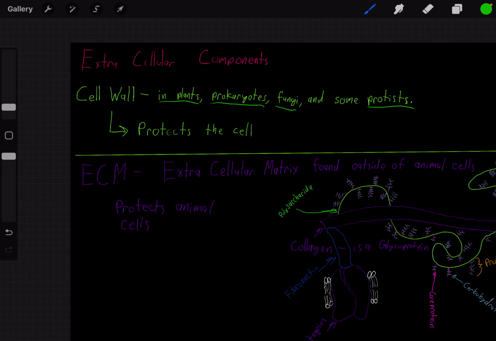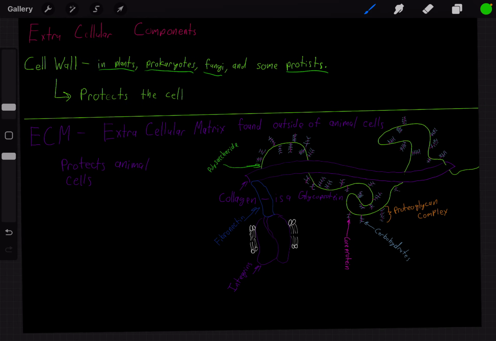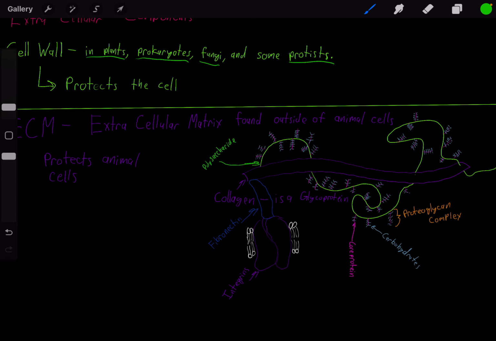When water goes in the cell, it protects it from exploding. It protects it from toxins and stuff like that. It just protects the cell in general. It's a good protection layer. Animal cells don't have a cell wall, but they do have something called an extracellular matrix.